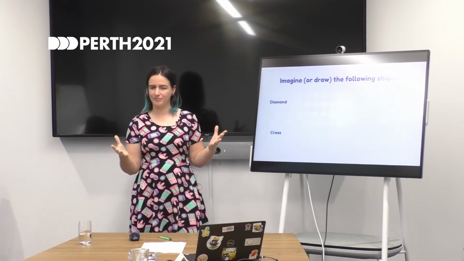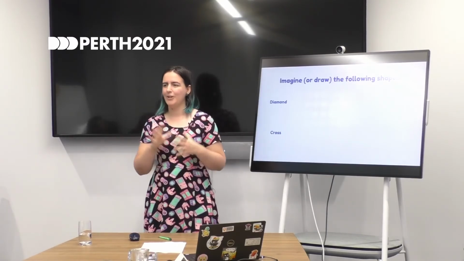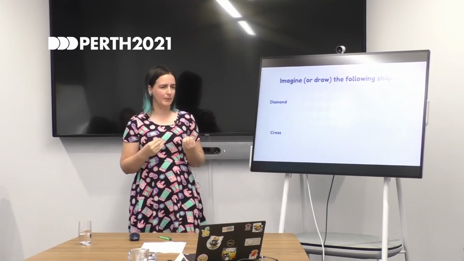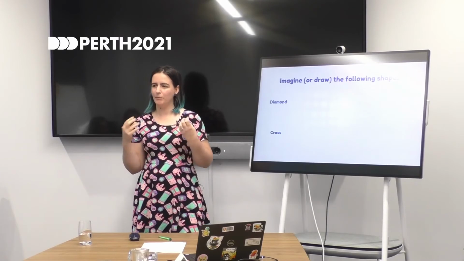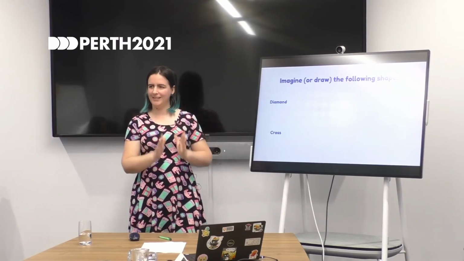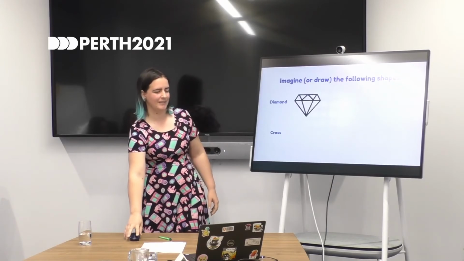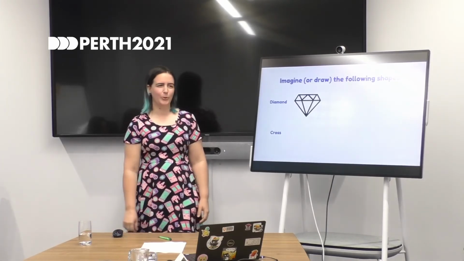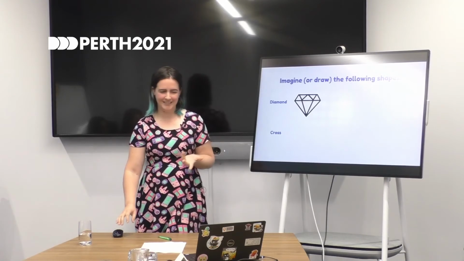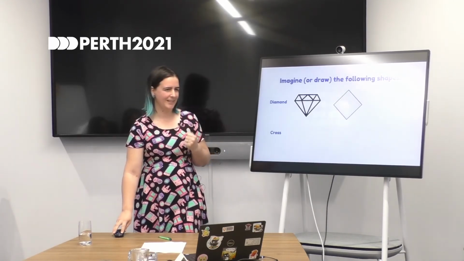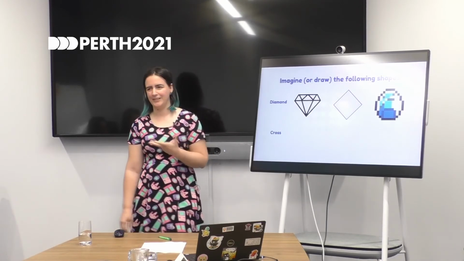I've run some activities with large groups of people, and it's really interesting that these 2 really simple words can mean more than one thing, even though you think, oh yeah, that's straightforward. A diamond should look like this, or a diamond should look like this. Or perhaps if you're a young child, maybe a diamond looks like this.